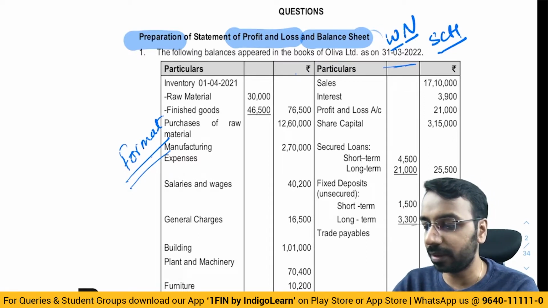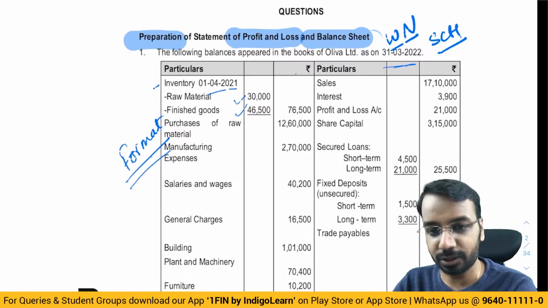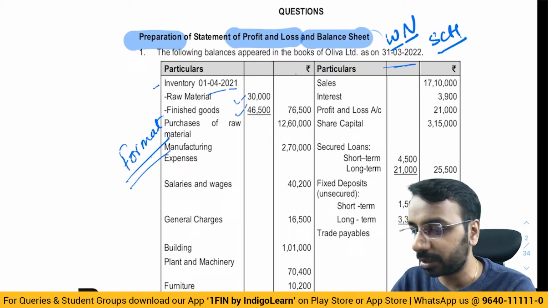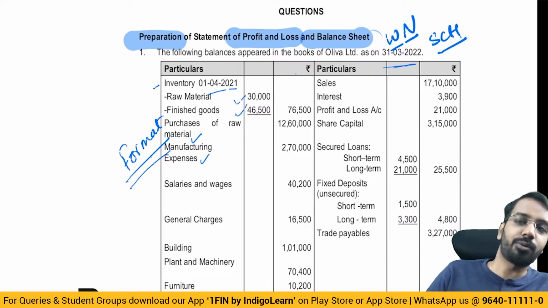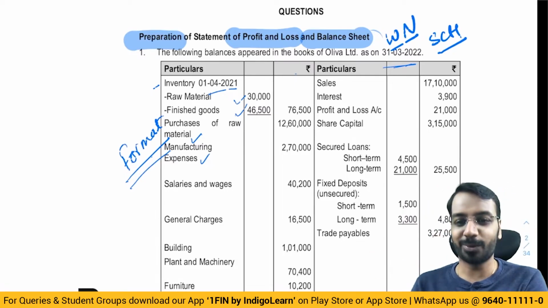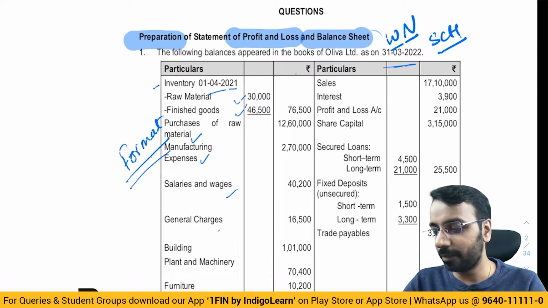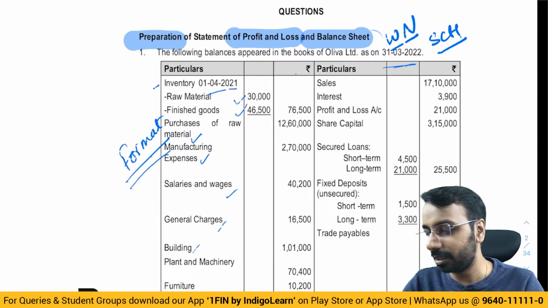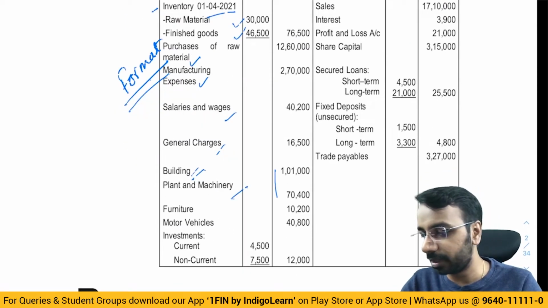So the details have been given. Inventory, now inventory 1401, these are your opening inventory of raw material as well as finished goods, that is given. Then purchase of raw material, that is given. Manufacturing expenses given. Now, while reading the question, don't bother about the amounts. Amount is just you need to copy from the question and write it in your answer, right? Then salary and wages, okay. General charges, bill, and the details of building, also value, plant and machinery, these values have been given.